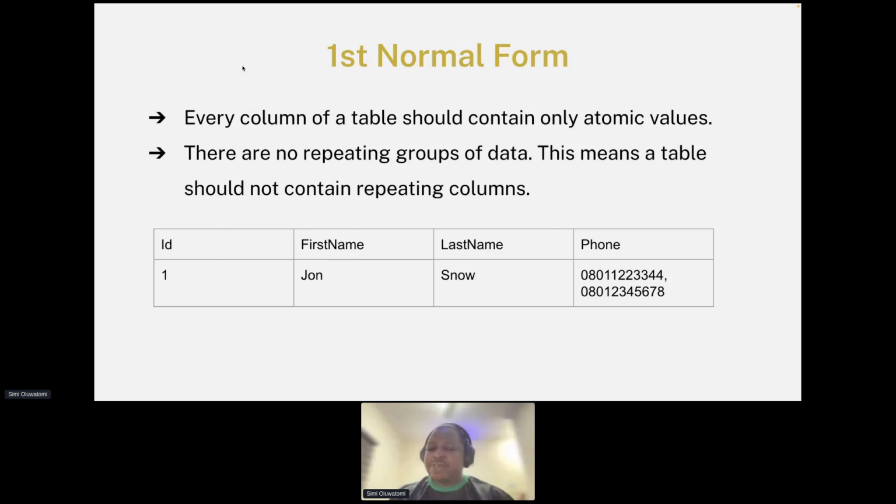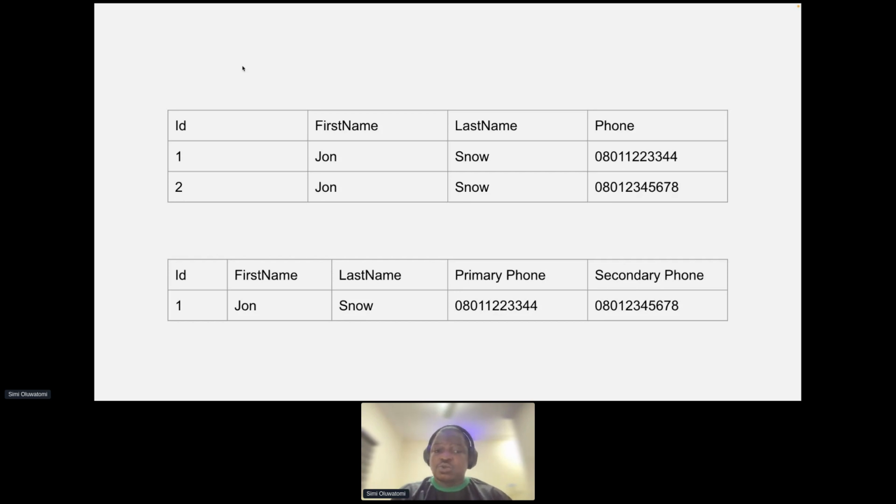And the first is the first normal form. It says that every column of a table should contain only atomic values, and that there should be no repeating groups of data. So if you look at the table, we have the first name, last name, and then the phone column. But you see that the phone column holds 2 phone numbers, and because of that, it is breaking the first normal form. By fixing that, to repeat the row where the phone number is different, or having a primary phone or a secondary phone, we make the data be in first normal form.